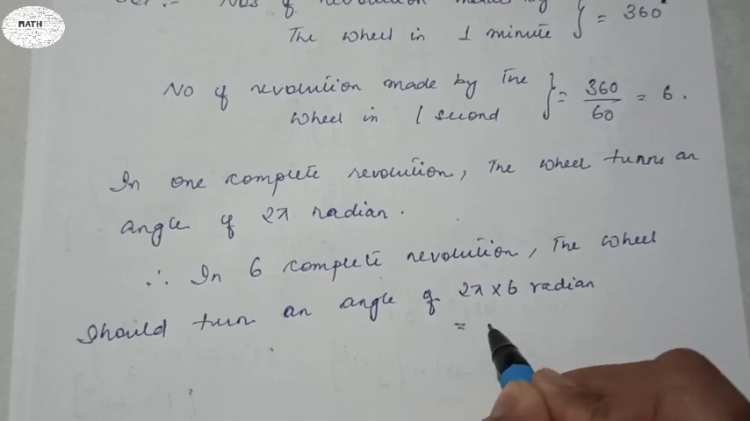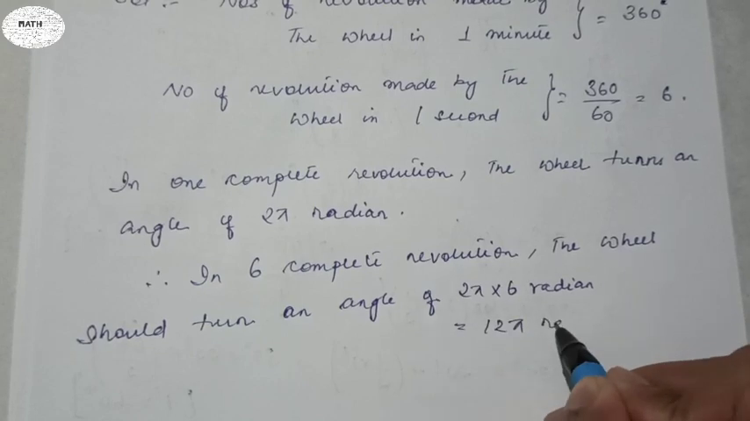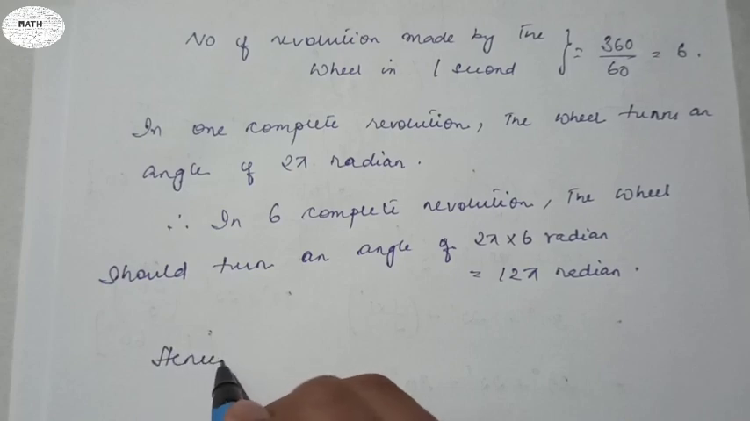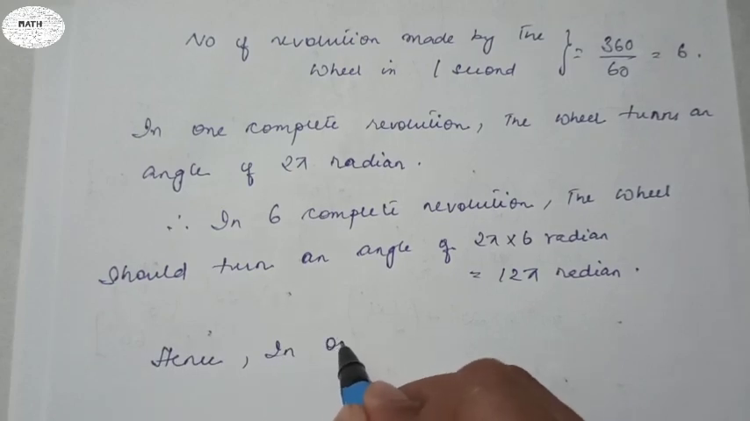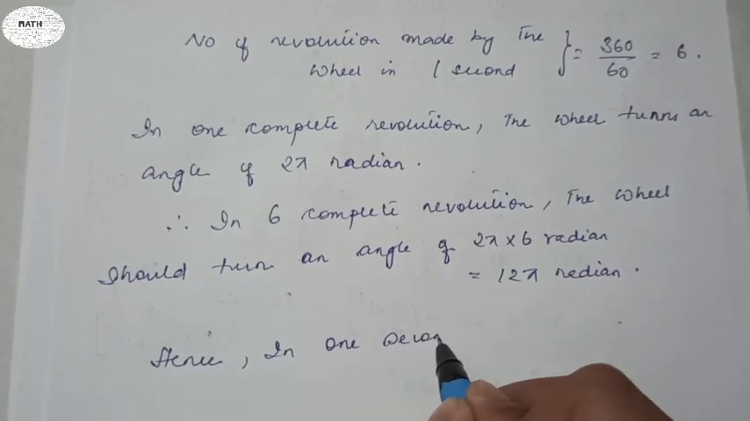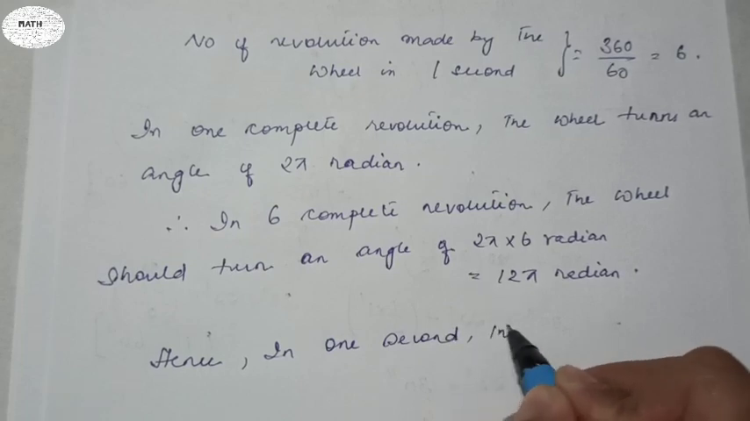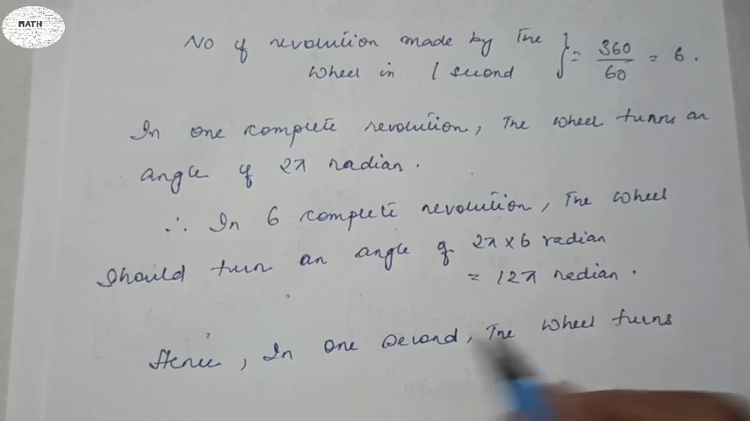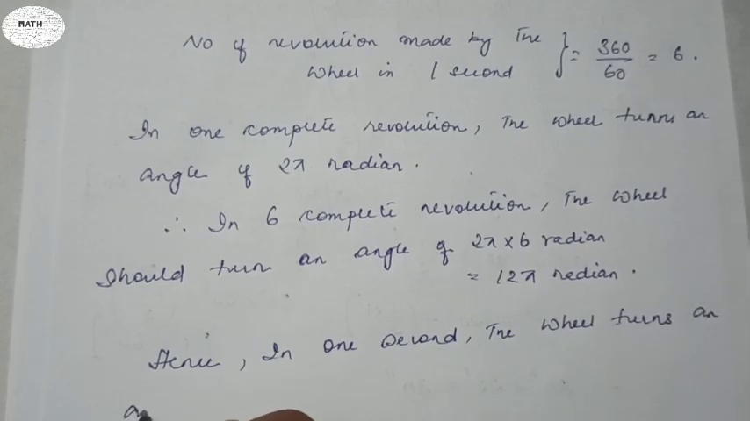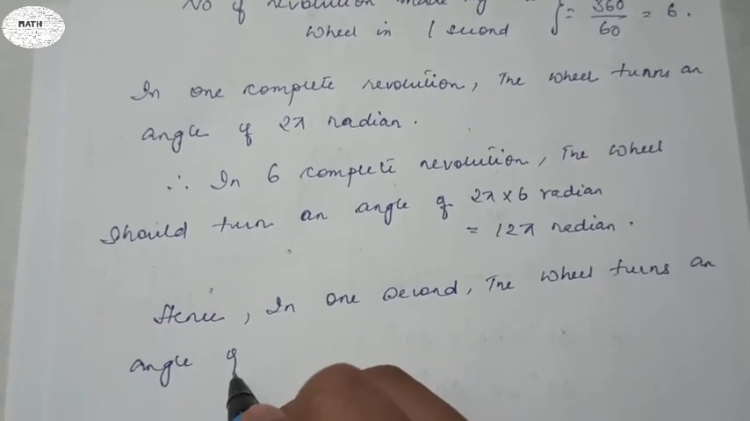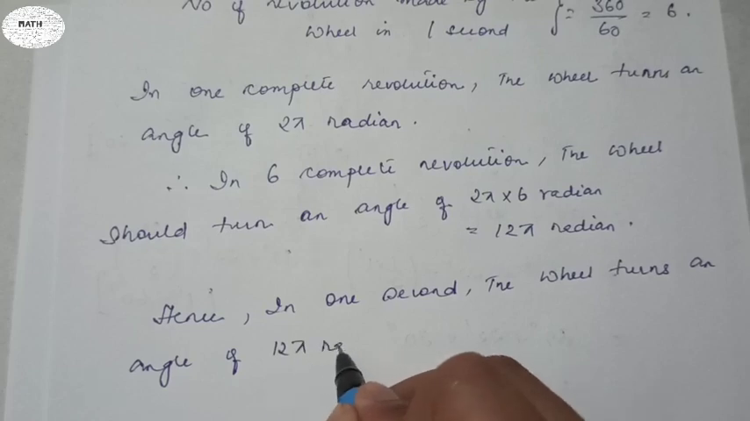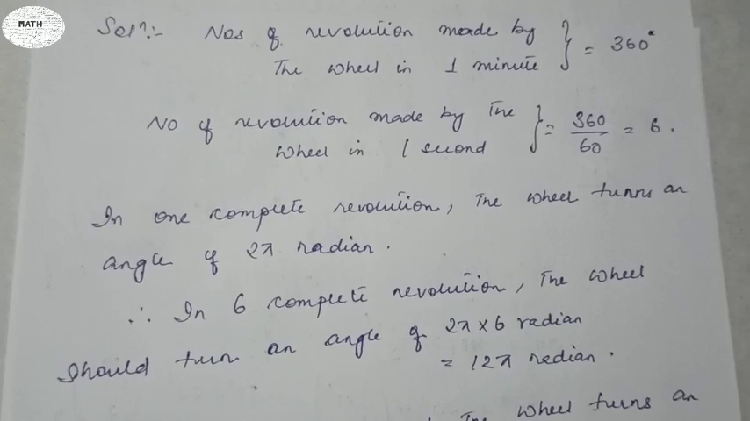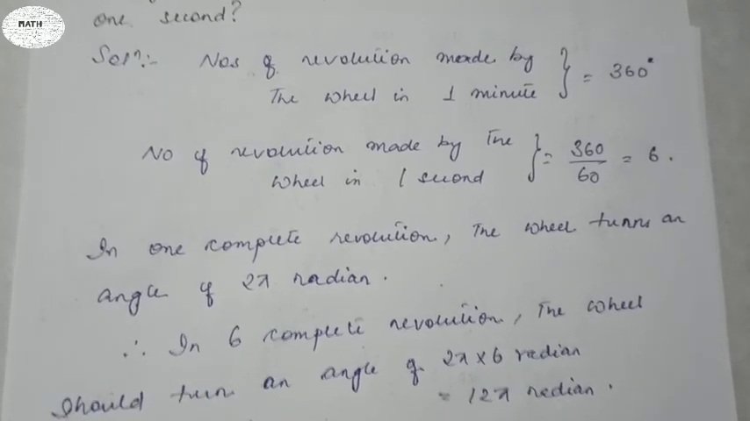So that's nothing more than your 12 pi radian. So as a whole, I can say that hence in 1 second, the wheel turns an angle of 12 pi radian. So that's all about your question number 3. You can pause the video and then check.